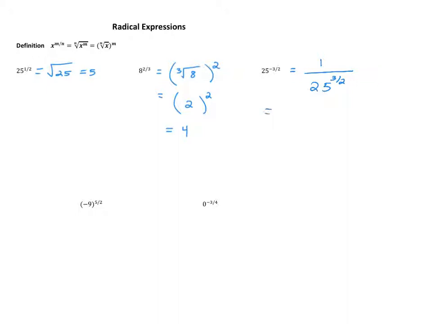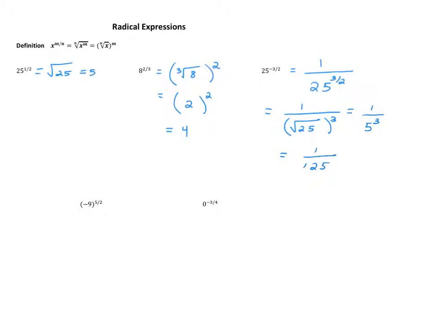The way I'm going to look at this is by first taking the square root of 25, and then whatever I get, I'm going to cube the answer. So again, I'm going to use this portion of the definition. If I take the square root of 25, you get a 5, but that 5 is cubed, and if you cube 5, you get 125. And so this is the answer.